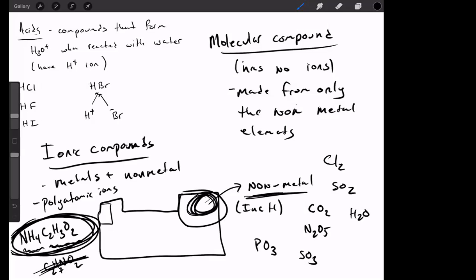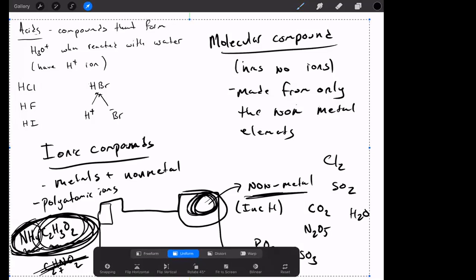So look for patterns. The pattern to look for is whether or not the formulas are represented exactly as the formulas of the polyatomic ions are represented. Except remember, when we write ionic compounds down, we don't write their charges down.